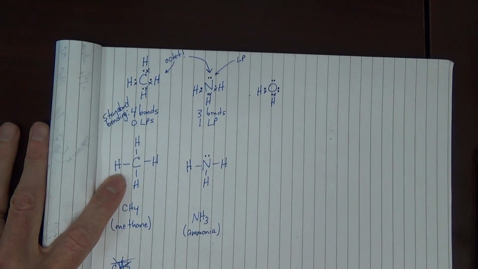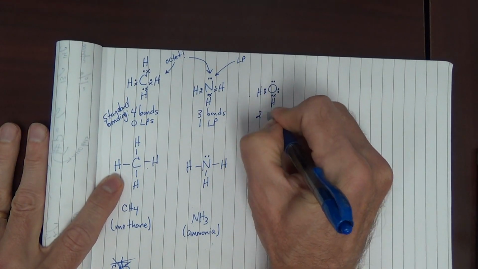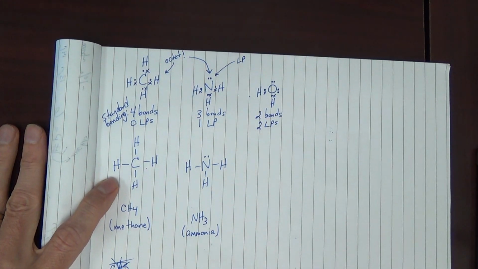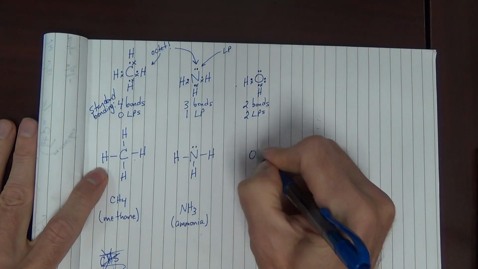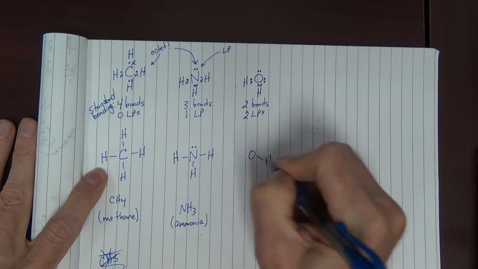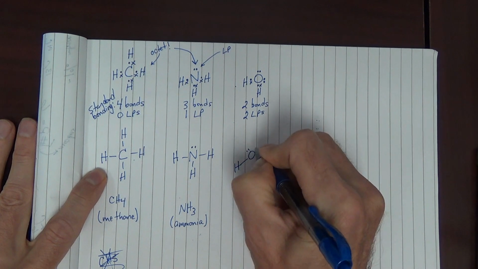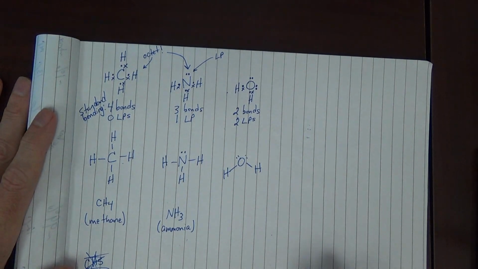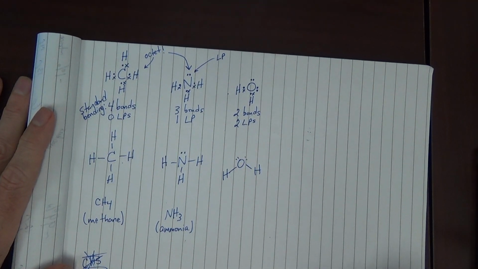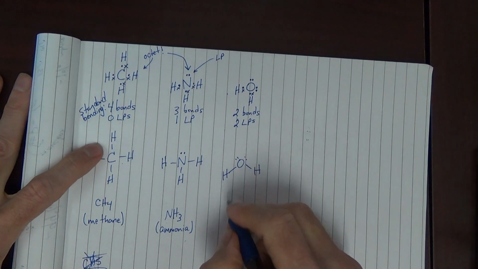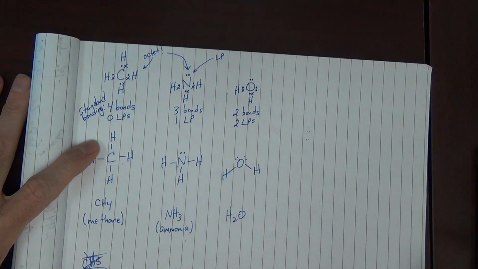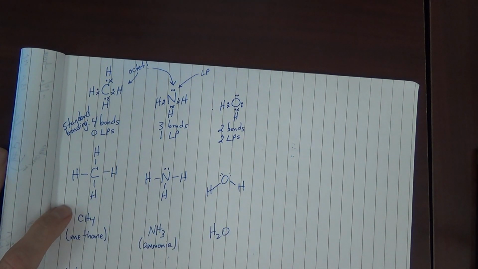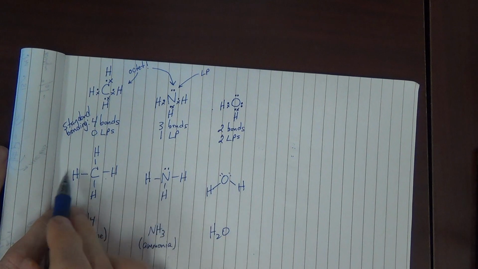That is standard bonding for oxygen, and that is 2 bonds and 2 lone pairs. And of course this is dihydrogen oxide. Of course you know that as water. H2O, right? And I'm not going to worry about bond angles right now. We'll get to that. These bond angles are actually not correct.